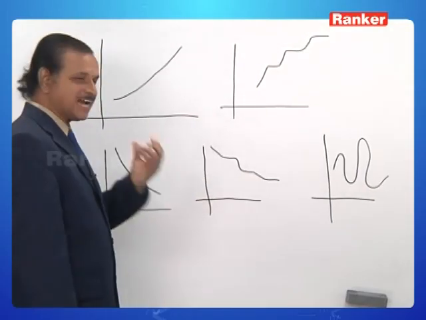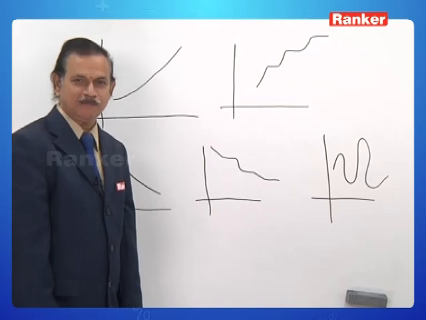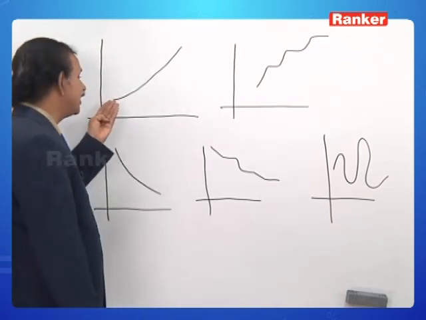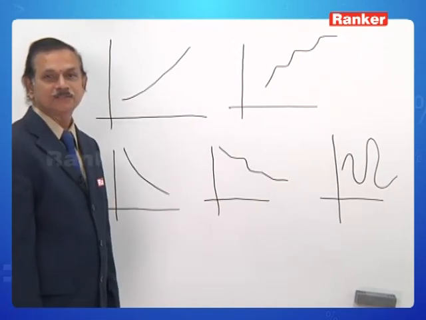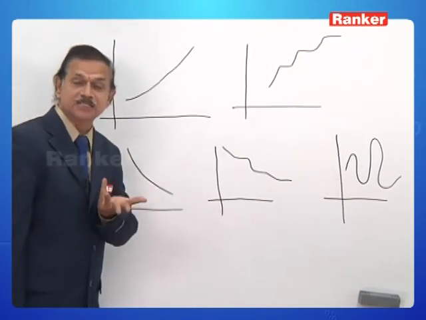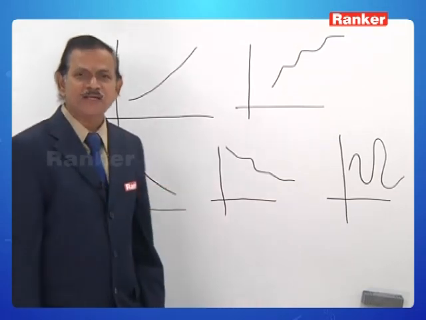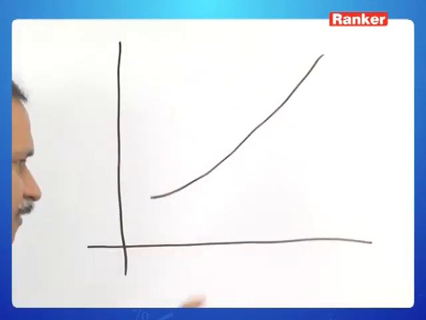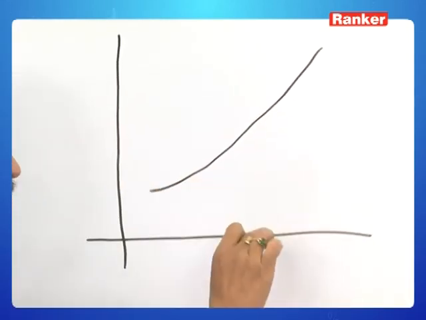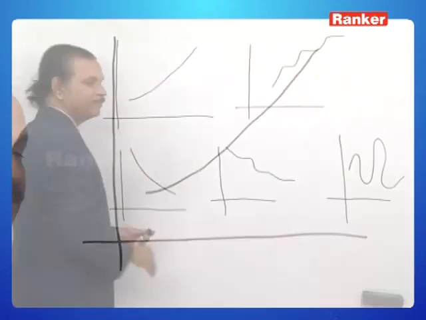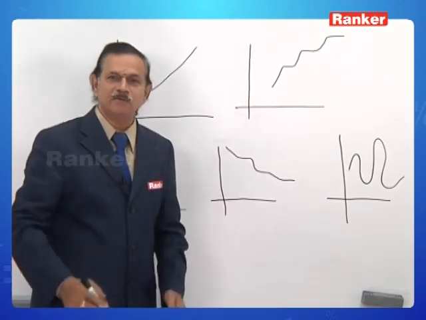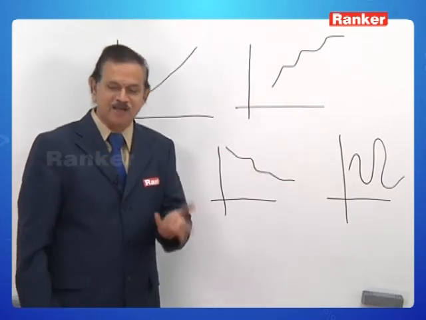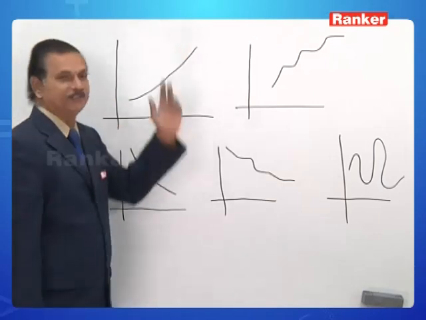I have drawn 5 graphs on the board. Please follow them. The graph is going up continuously. We say that it is increasing. What is meant by increasing, and what is increasing? Height is increasing. For a point here, height is this much. For a point here, this much. Height is increasing. What do you mean by height there? Y coordinate. What is y coordinate? f of x. That is why we say that f is increasing.